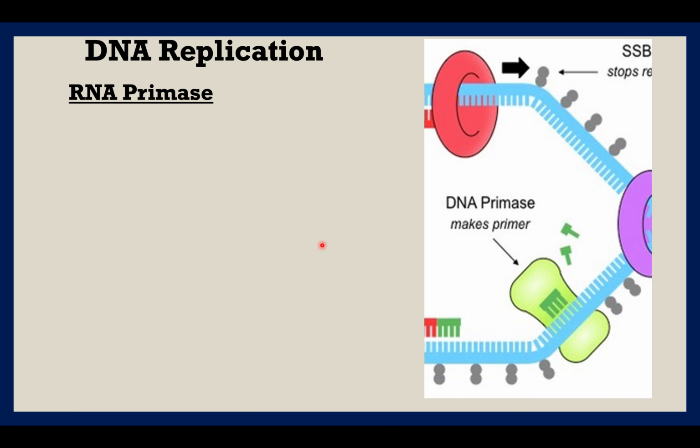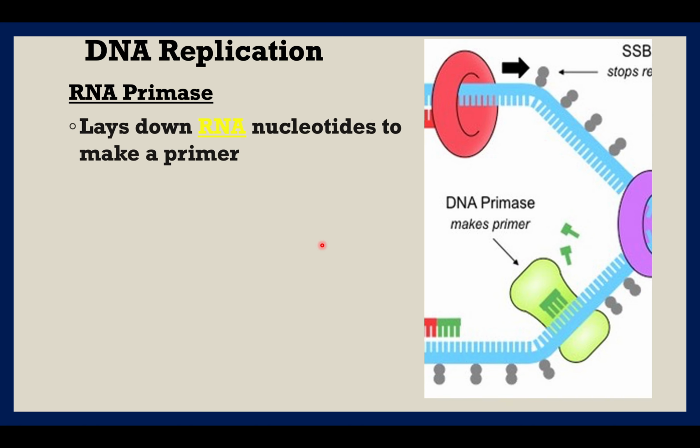Now, DNA replication, the actual synthesis of DNA, begins with RNA primase. RNA primase lays down RNA nucleotides to make a primer. A primer is this portion right here. A primer is necessary in order for DNA to begin being produced. Now, why is a primer necessary, you may ask?